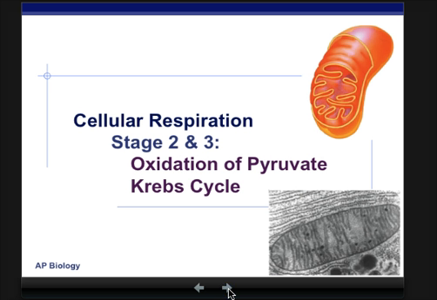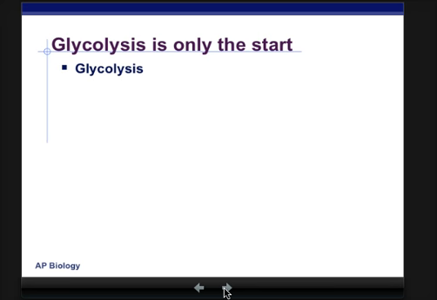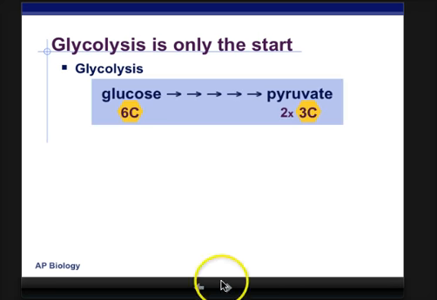So next, we're going to have the oxidation of pyruvate and the Krebs cycle. Glycolysis is only the start. We're going to go from glucose into 2 molecules of pyruvate. And it's important to keep remembering that we're talking about 2 molecules of pyruvate, because when we show you how much energy we get out of the Krebs cycle, you're going to have to keep in mind that all those things happen twice because we have 2 molecules of pyruvate.